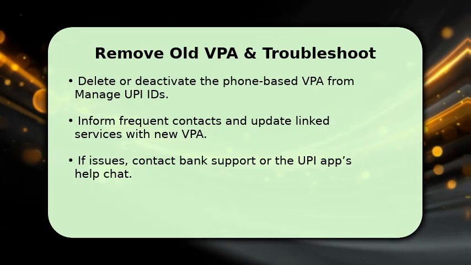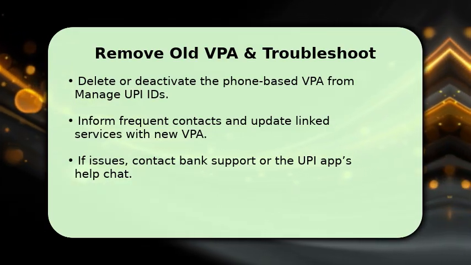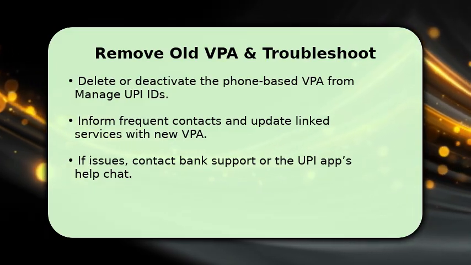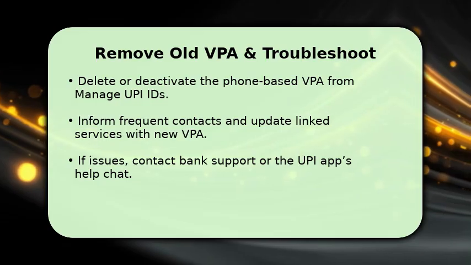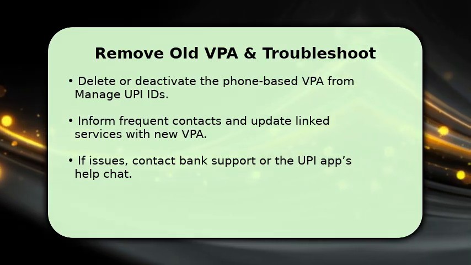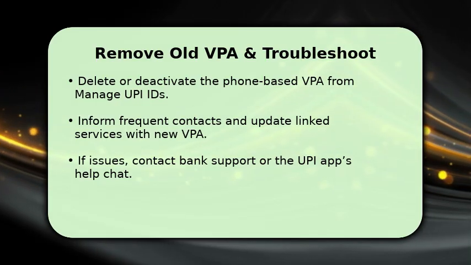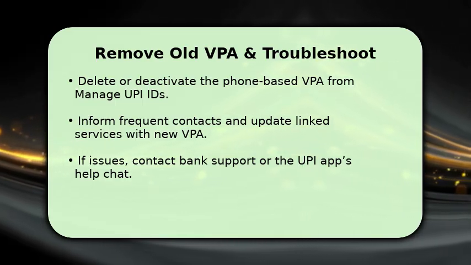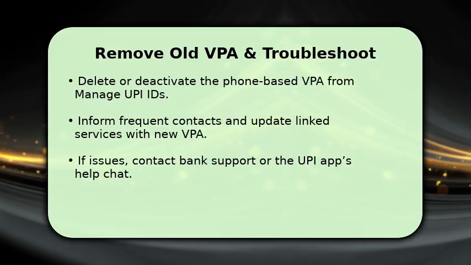that identifier. Make sure to update subscriptions, merchants, and contacts with your new VPA so payments continue uninterrupted. If deletion is blocked, make sure the VPA has 0 pending transactions and isn't primary. Then retry. Troubleshooting tip: if the app disallows custom VPAs or deletion, contact your bank's UPI support.